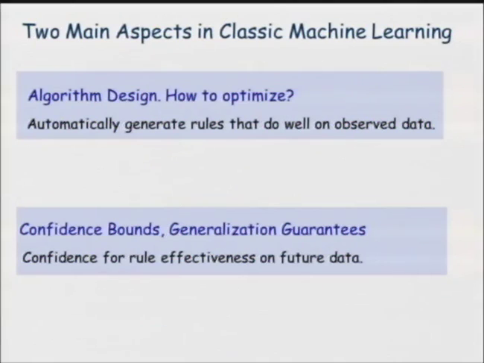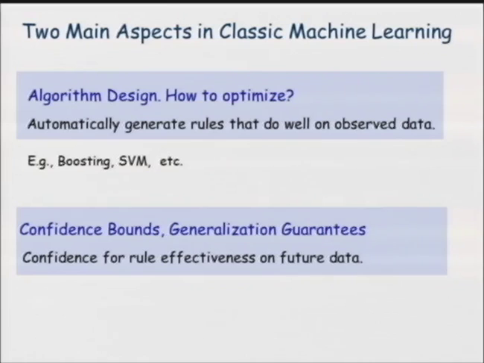Now in these models, the two main aspects that we typically care about are the following. The first aspect is the computational complexity question, or the algorithm design question: how can we automatically generate rules that do well over the training sample, over the observed data? This has been well studied, and a number of very interesting algorithms have been developed. So this is one important question, the algorithm design question.